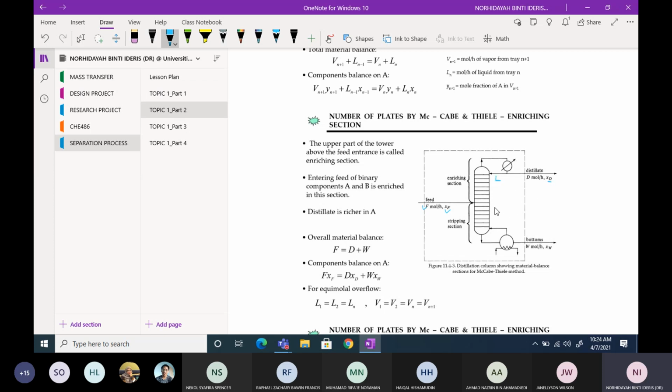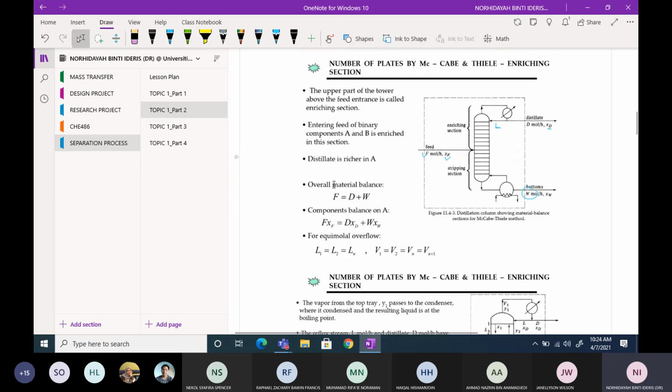You need to get yourself familiar with this F, L, D, and W. If you do the overall material balance, it's simple. You see this dashed line is the border for the overall material balance inside the distillation column. So simply, F is equal to D plus W, in is equal to out. And when you do the component balance on A, it's also simple: you just multiply by the mole fraction of A.